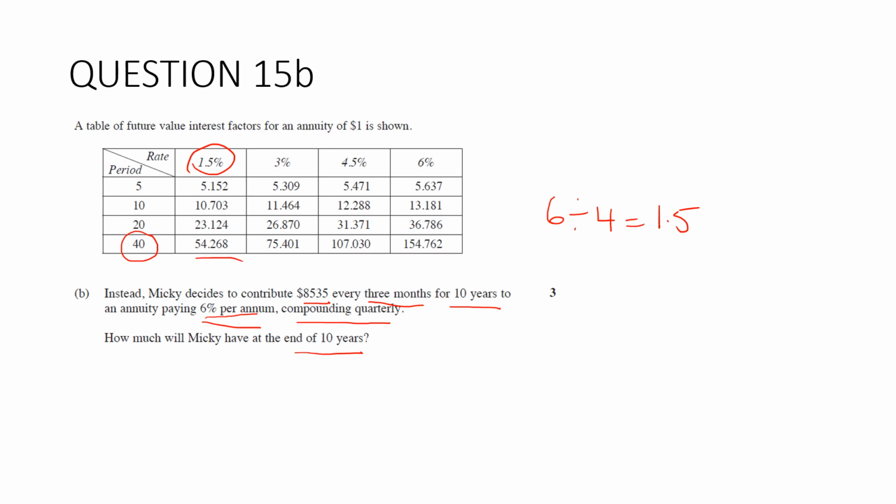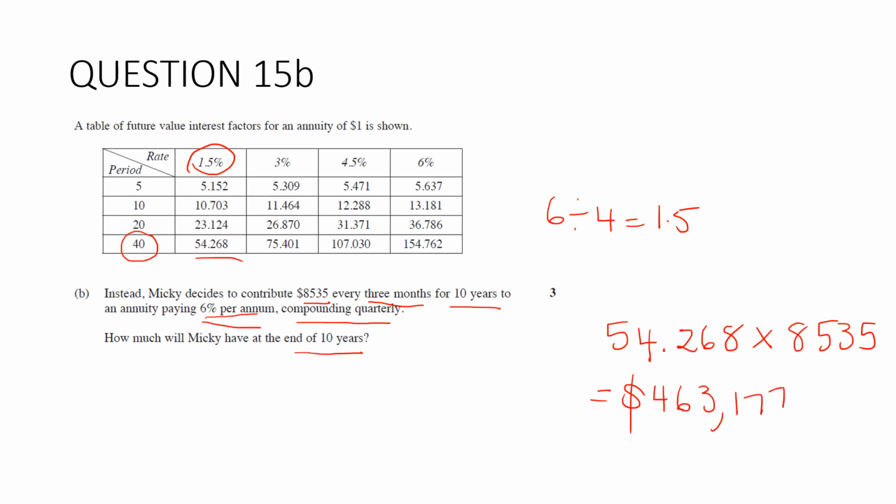So the number we want this time is 54.268. And he is contributing 8,535, which is giving us, let's see, 54.268 times 8,535 is $463,177 and 38 cents.